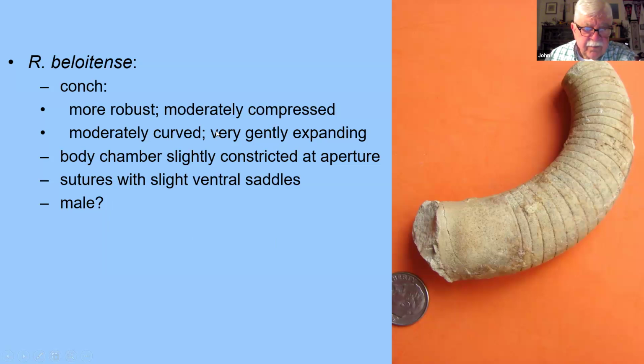More robust, moderately compressed, moderately curved, gently expanding. Body chamber slightly constricted at the aperture. Sutures with slight ventral saddles. You can see them there. Now, I said I have these in life position.